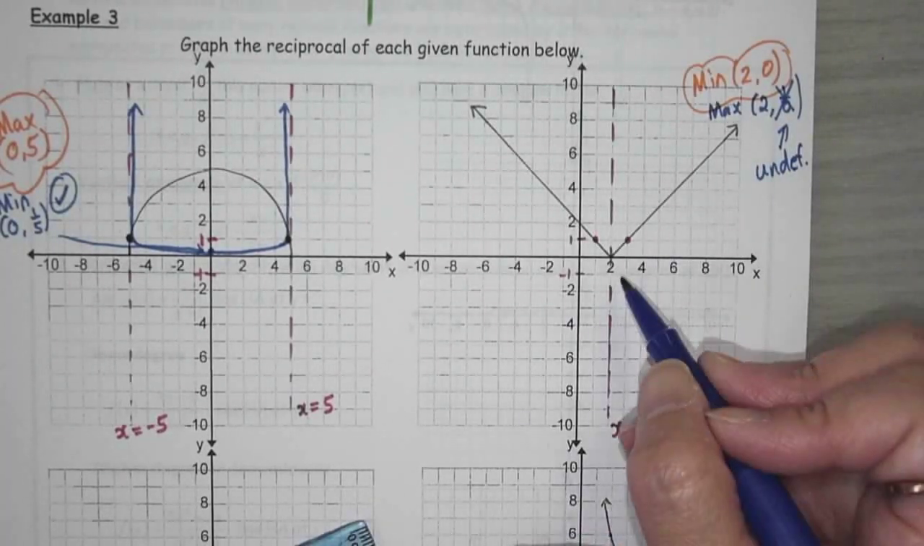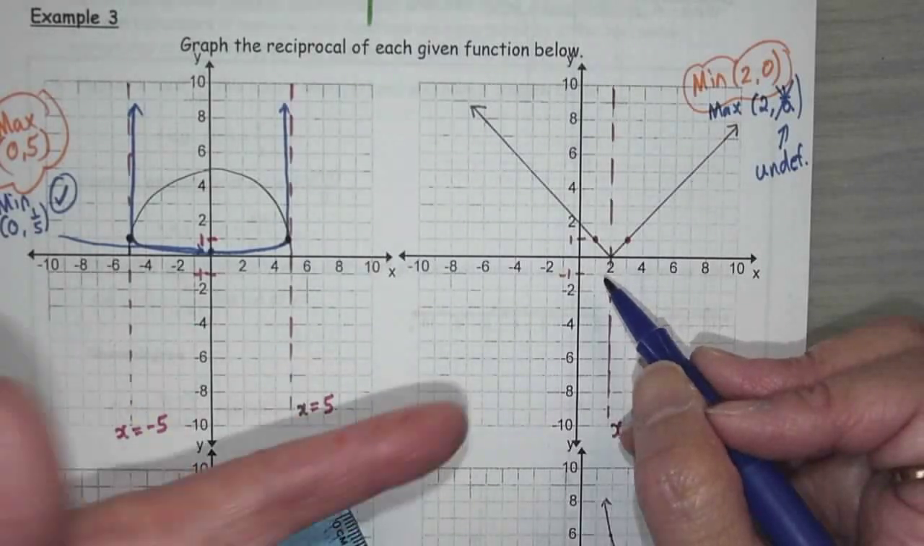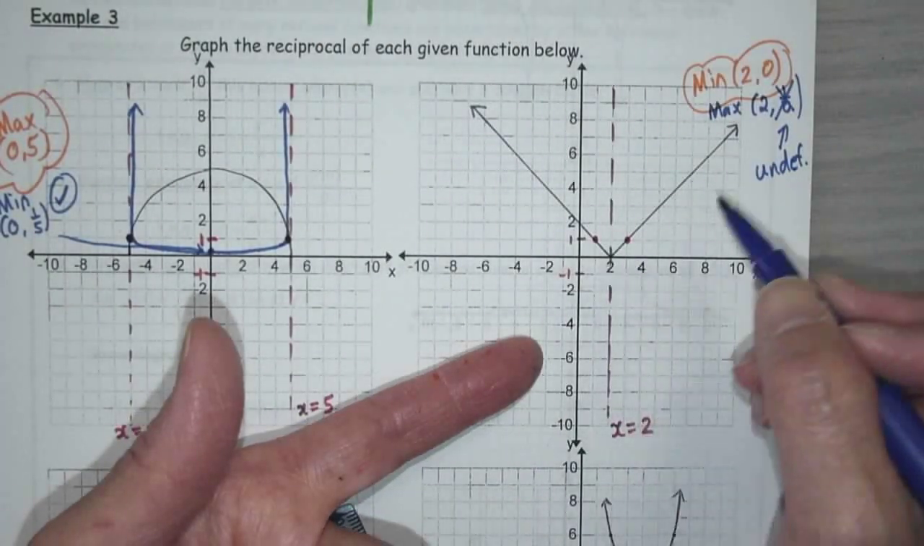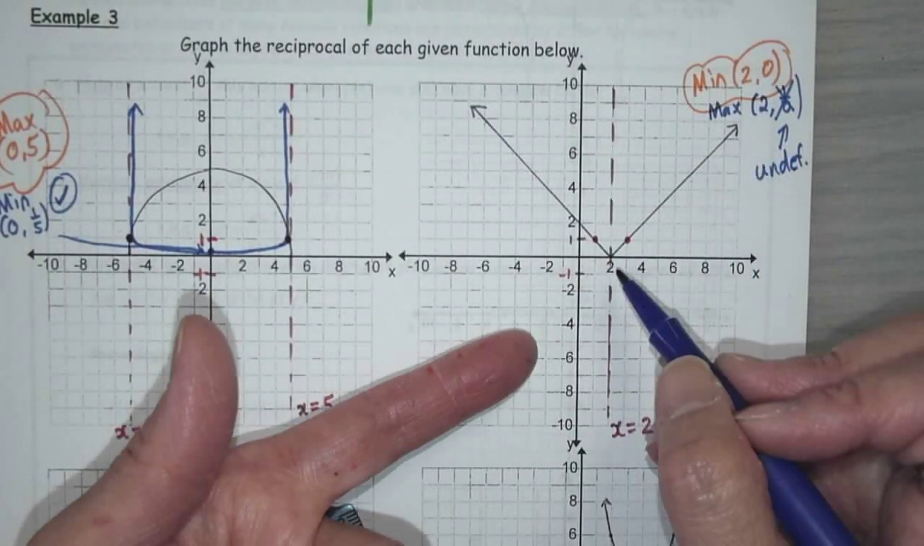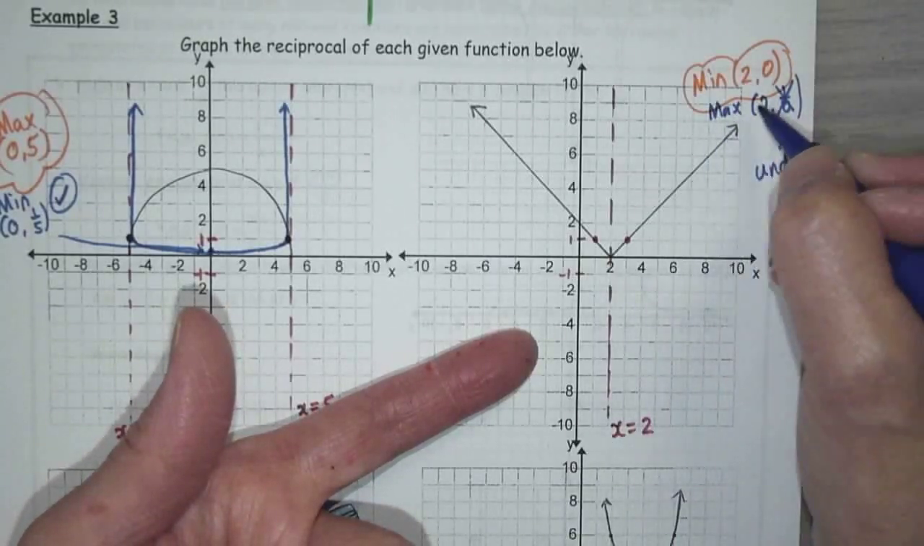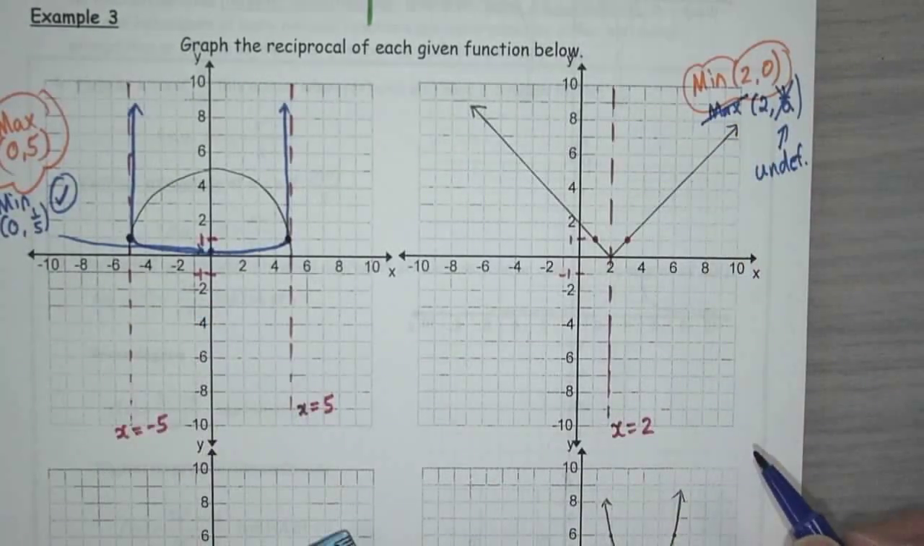Can't do it. How come? I just drew an asymptote through that. I cannot do a min or a max at an asymptote. So no, none. So you're going to cross that off and go, no, silly. So this is a special case, right?